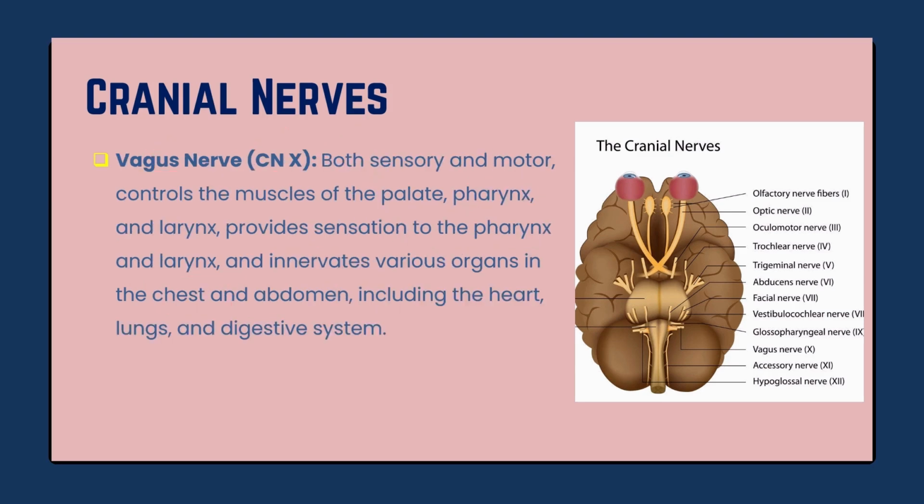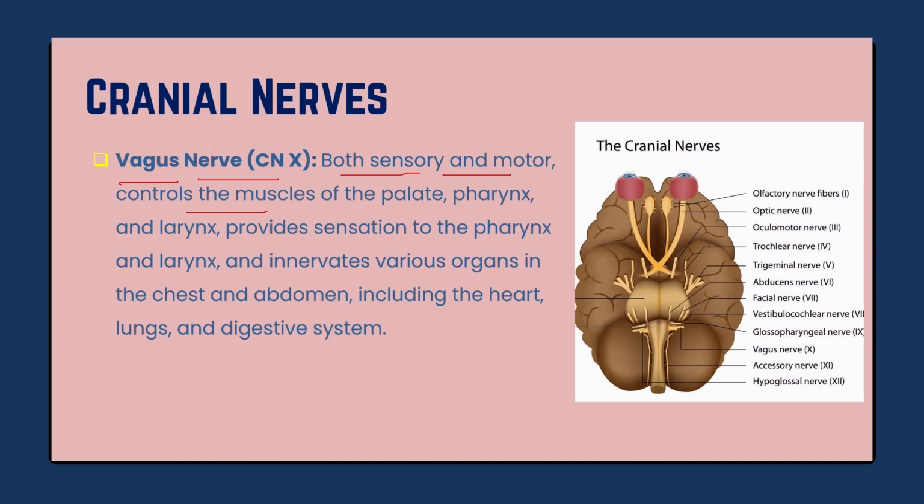All right. Next we have the wanderer, or the rebellious nerve of the cranial nerve system. This is the cranial nerve number 10, the vagus nerve. It's both sensory and motor in function. It's a mixed nerve.